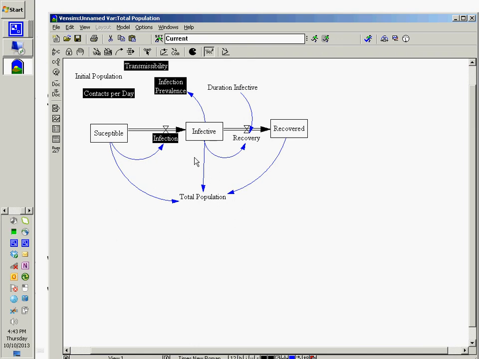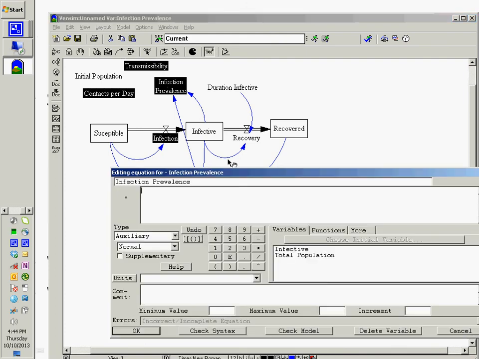Good. Okay, infection prevalence, the fraction of the total population that is infective. Give me the formula. Infective divided by total population. Now sometimes when we divide, we have to be careful. It could be a divide by 0. In this case, it would only be 0 if the total population is 0, which is unlikely to occur.